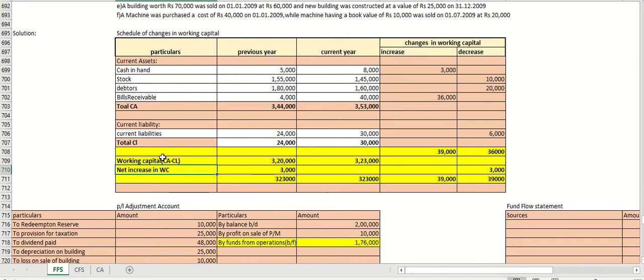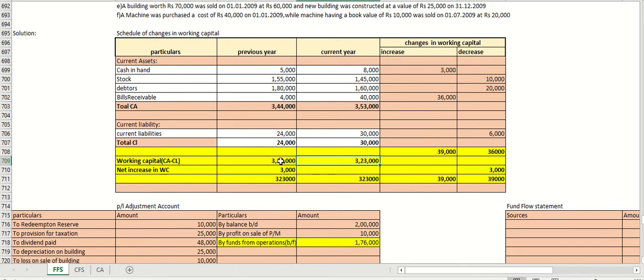Now your working capital, how do you basically get working capital? Current asset minus the current liabilities. 3,44,000 minus 24,000, which gives you 3,20,000. 3,53,000 minus 30,000, which gives you 3,23,000, which is our working capital. Current asset minus the current liabilities.